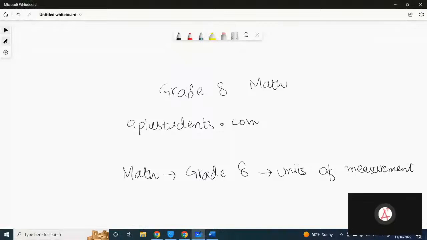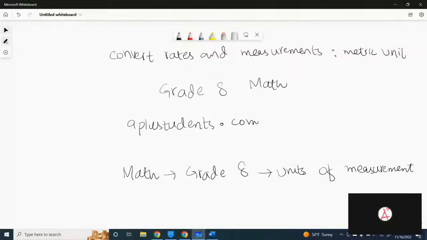We are already working on the chapter. We're going to start with the lesson convert rates and measurements, metric units. Please make sure you have your notebook and pencil so that you can note down the important points and definitions as well. Got it?